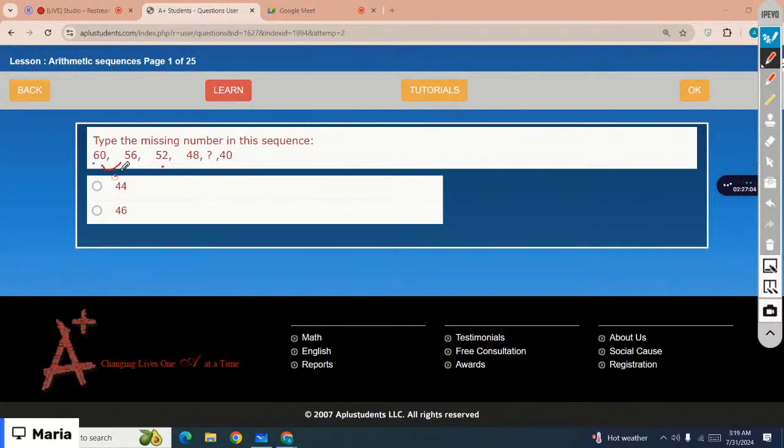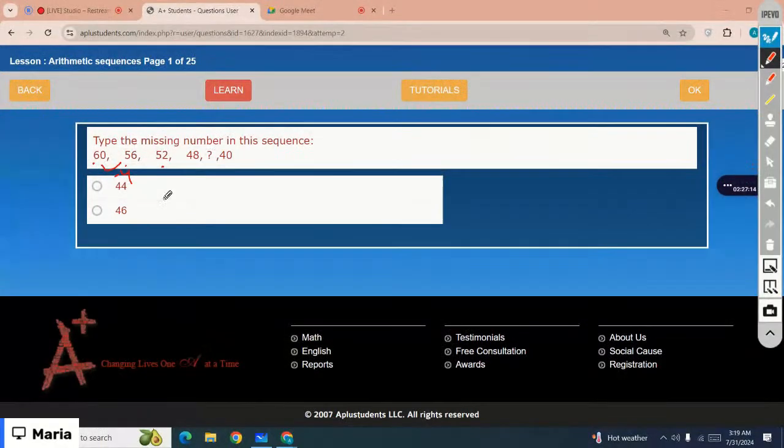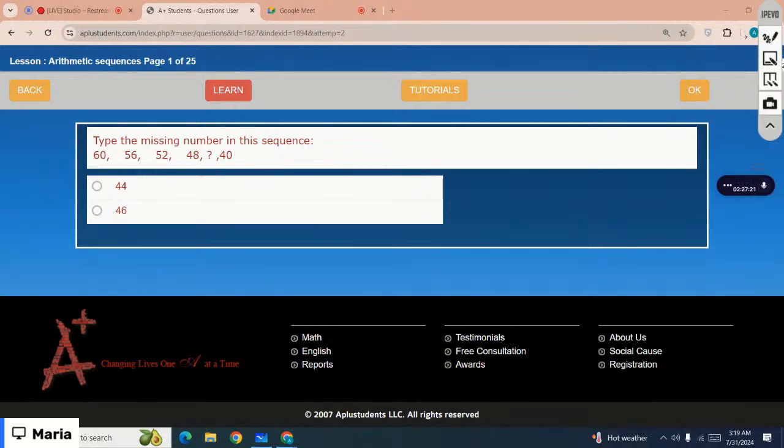So 60 minus 56, 52 minus 4 is 48, and 48 minus 4 is 44. It is the correct option. The correct option is 44. Option number one.